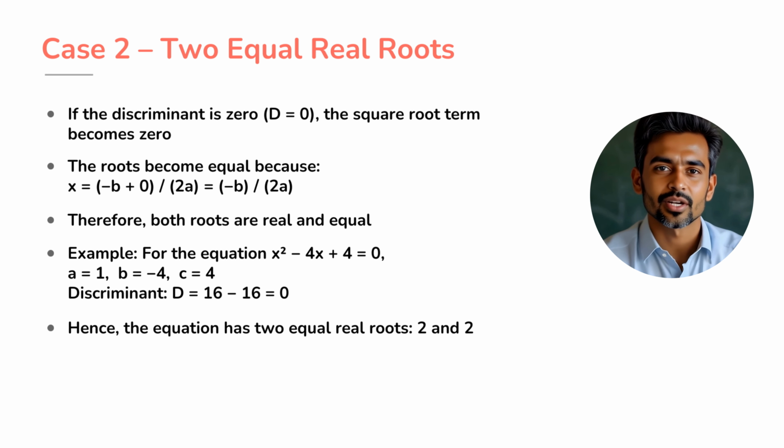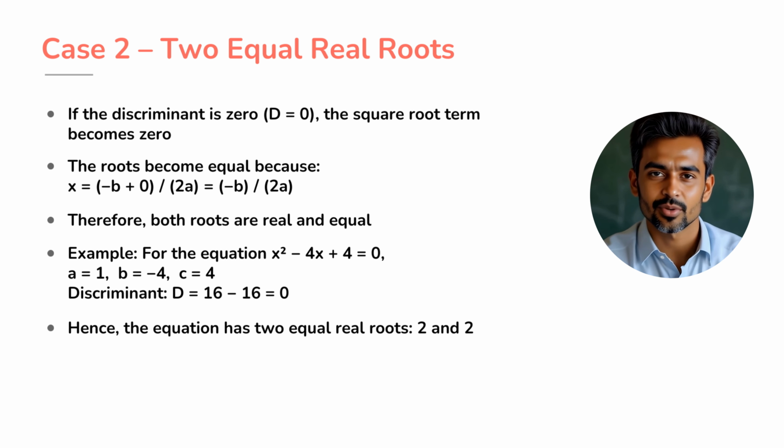Now, let's see what happens when the discriminant is 0. That means D equals 0. In that case, the formula becomes x equals minus b plus or minus square root of 0 divided by 2a. Since the square root of 0 is just 0, both roots become x equals minus b by 2a. This means we get two equal real roots.